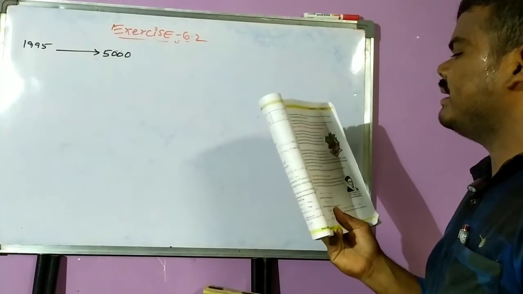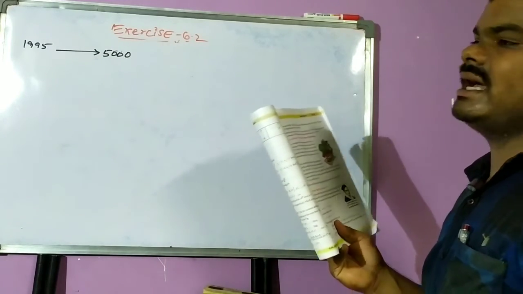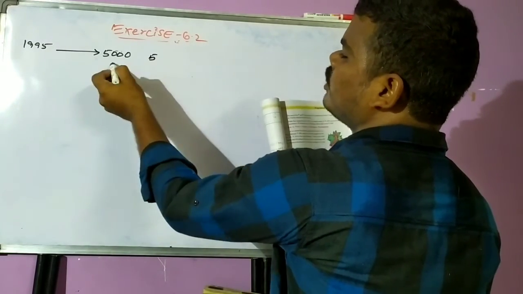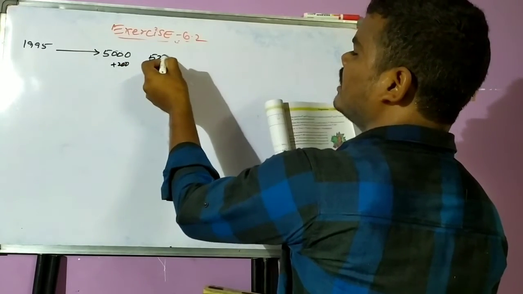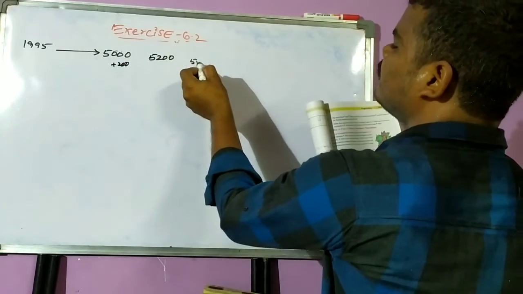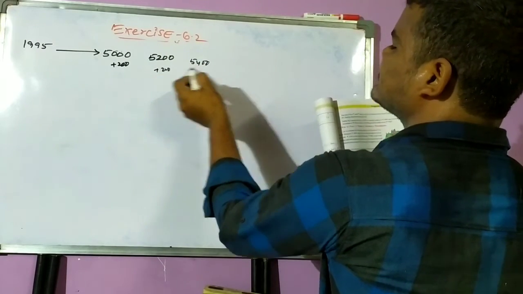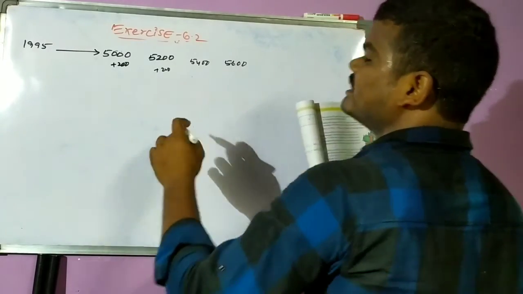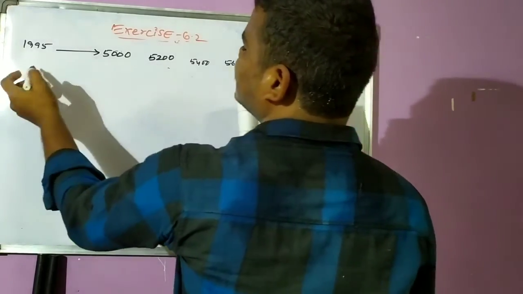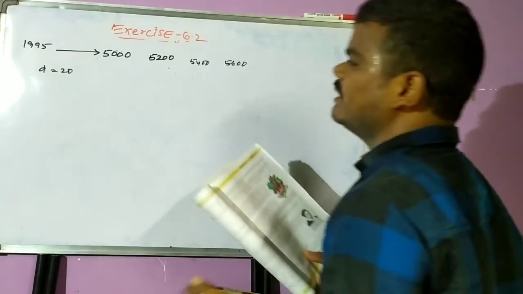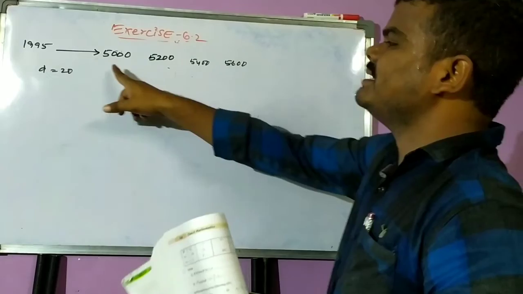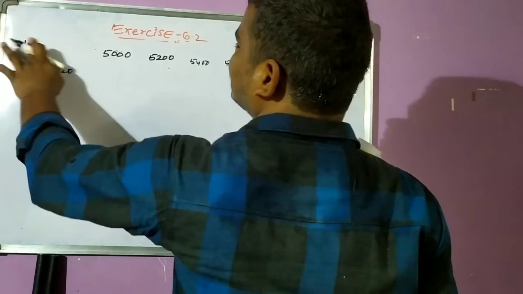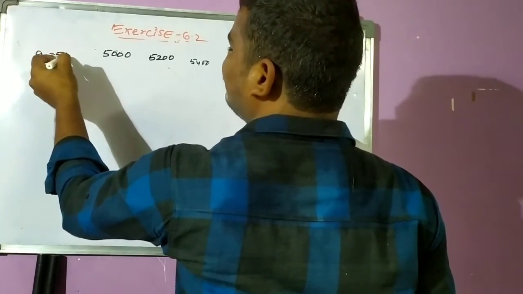He receives an increment of 200 each year. First year he got 5,000. Second year 5,200. Next year 5,400. Next year 5,600. Like this. So what is the common difference here? The common difference is 200. Therefore, d is equal to 200. What is the first term? The first term is the initial salary he was receiving at the time of joining. That is 5,000. That means a is equal to 5,000.